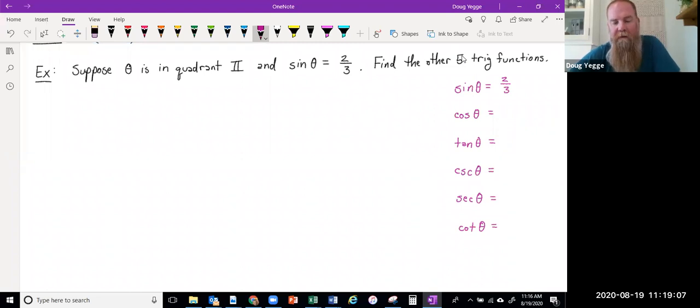Let's assume we have an angle that's in quadrant 2. And we're also told that sine of theta is equal to 2/3. We'd like to find the other trigonometric ratios if possible. So starting off with the fact that sine of theta is 2/3, I'm going to talk you through a few things that I know. I know that cosecant of theta is the reciprocal. So I know the cosecant of theta can be found by taking the reciprocal of sine theta. The reciprocal of sine theta is 3/2. So I now know that cosecant of theta is 3/2.